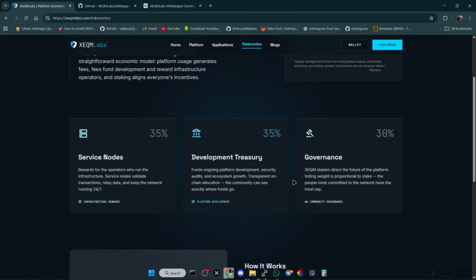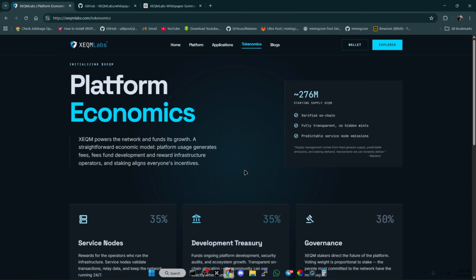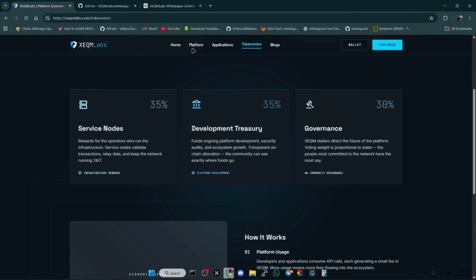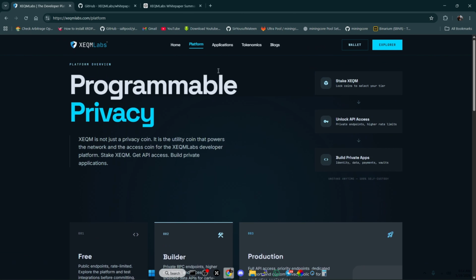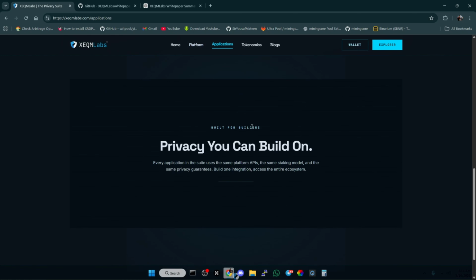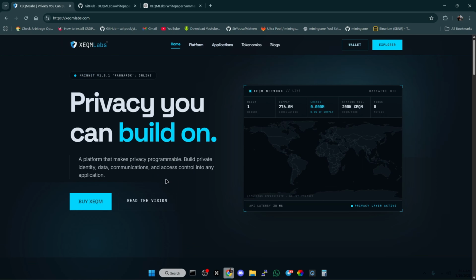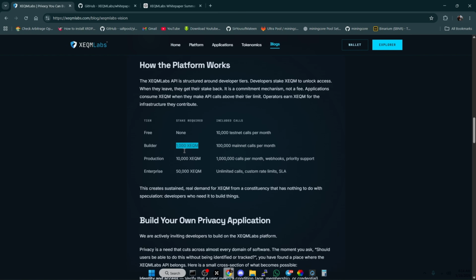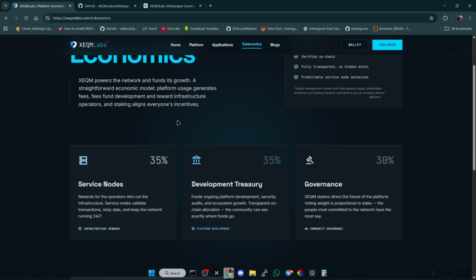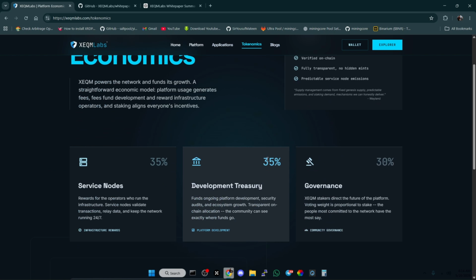This is the division of the platform fees, that is, the fees that developers pay for getting the APIs, which I think was over here, or maybe in the application section. Yeah, this. So these were the stake required fees. The tokenomics over here are the platform fees: 35% to the development treasury, 30% to governance, and 35% to service nodes.